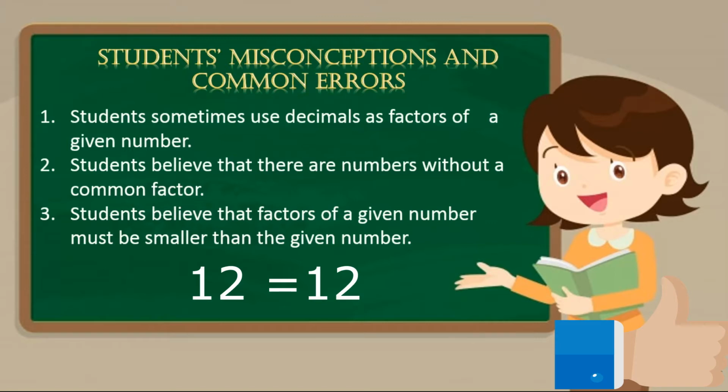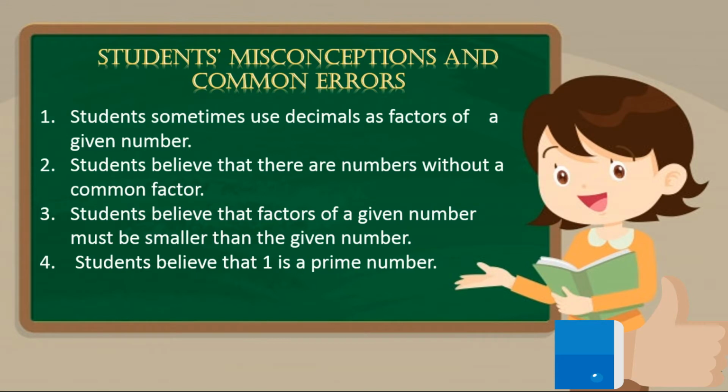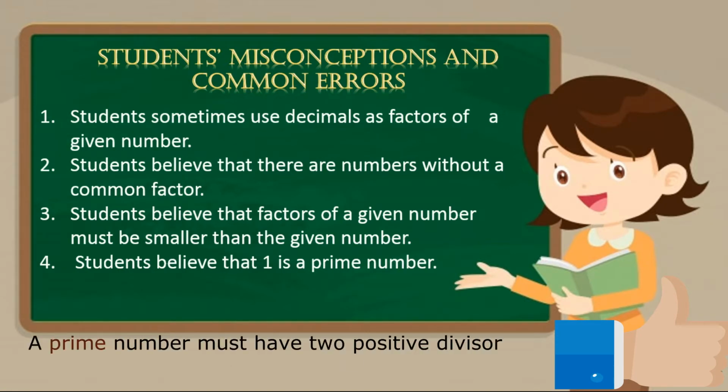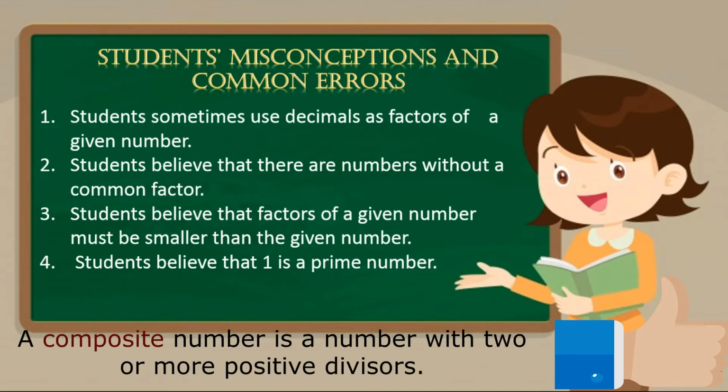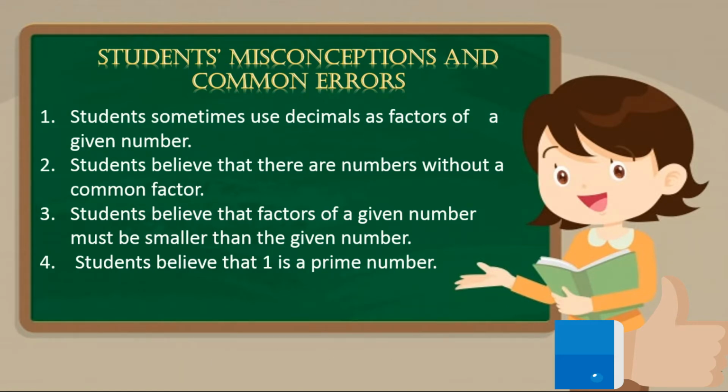Rather, they are equal. For our error number 4, students believe that 1 is a prime number. In order to be called a prime number, it must have two positive divisors, and that is 1 and itself. In the case of 1, we are only considering one divisor, and that is 1. No other divisor, so we cannot consider 1 a prime number. Much more for a composite number, because when we say composite, these are numbers with 2 or more positive divisors. That's why our 1 is neither prime nor composite. Rather, it is a unit number.